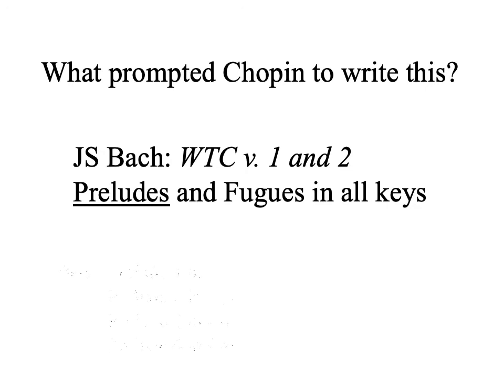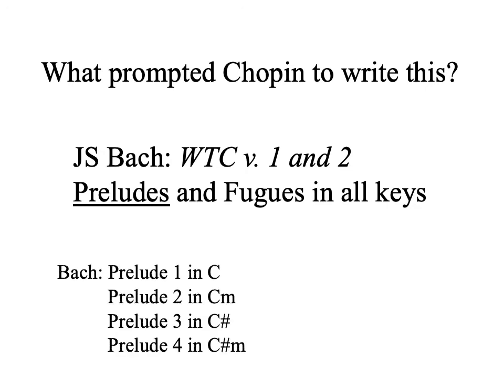When Bach does his preludes and fugues, he takes a parallel key approach. First prelude in C major, second prelude in C minor, and then he goes up by half steps. Prelude 3 is in C sharp, Prelude 4 is in C sharp minor, and he's just going to go up from there, D, E flat, E, F, F sharp, etc., ending up in the key of B minor.